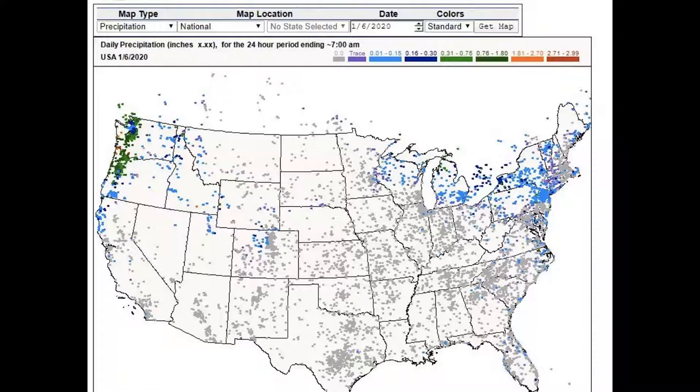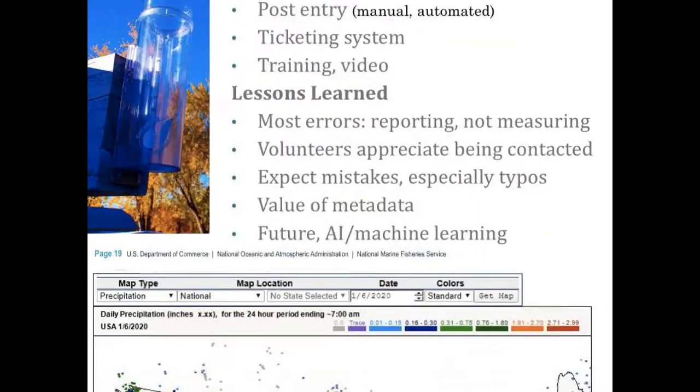In terms of the lessons learned here, what was interesting is that most of the errors they get are reporting errors. They're not measurement errors. It's a decimal wrong. It's a date wrong. It's not that somebody's measuring it wrong. They're just reporting it incorrectly.